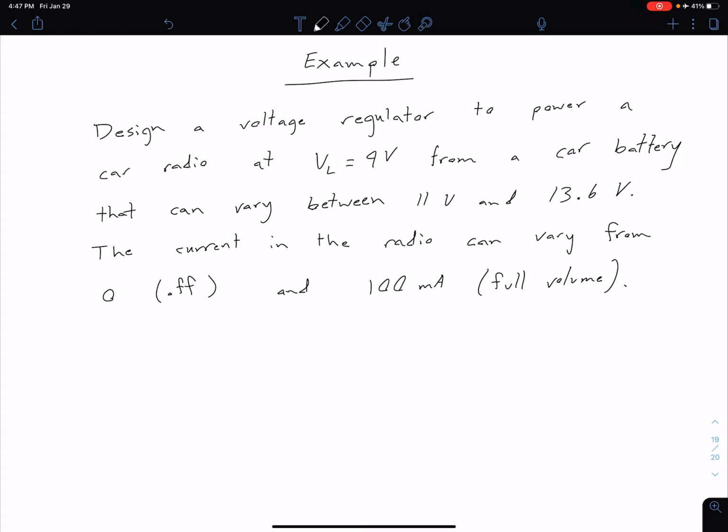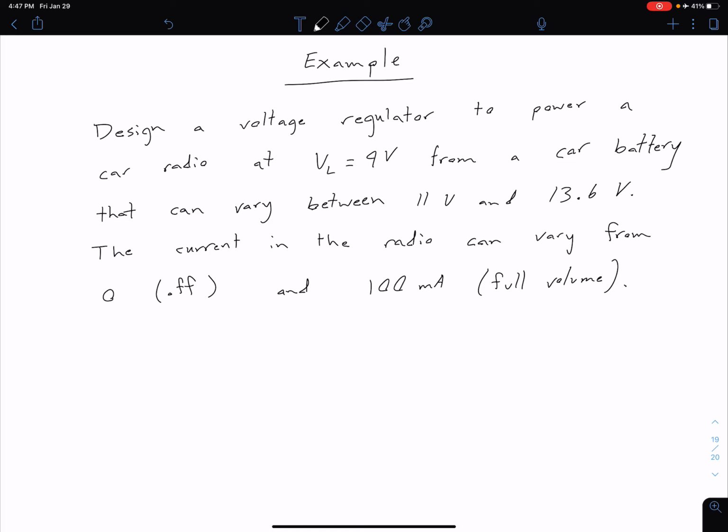Now we're going to look at an example using a Zener diode voltage regulator. We want to design a regulator that's going to power a car radio at 9 volts, and we're going to do this from a car battery that can vary between 11 volts and 13.6 volts. We're told that the current in the radio can vary from 0, which corresponds to the radio being off, all the way up to 100 milliamps, which would be full volume.